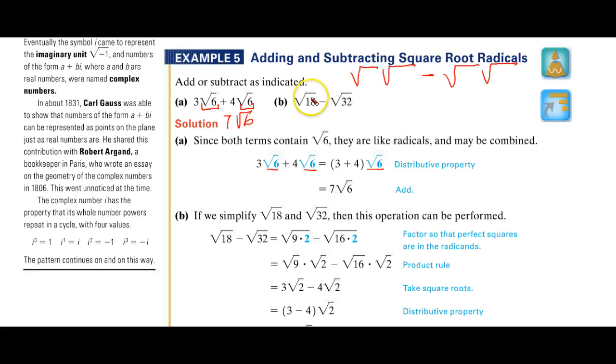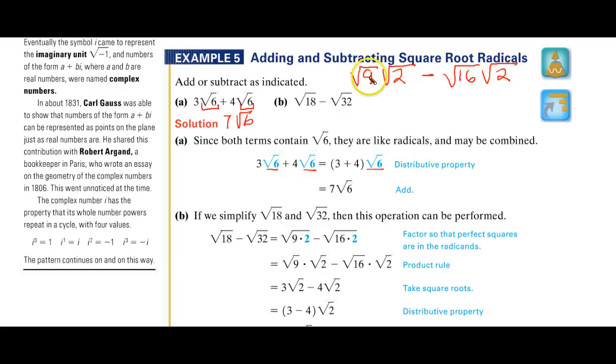Now, is there a perfect square factor of 18? And you might say, yes, 9. And then 2. 9 times 2 is 18. So we'll leave it like that for now. How about our 32? Is there a perfect square factor of 32? And again, if you divide that by 2, you get 16, which is a perfect square, and what's left over is 2. You can see where we're going with this.